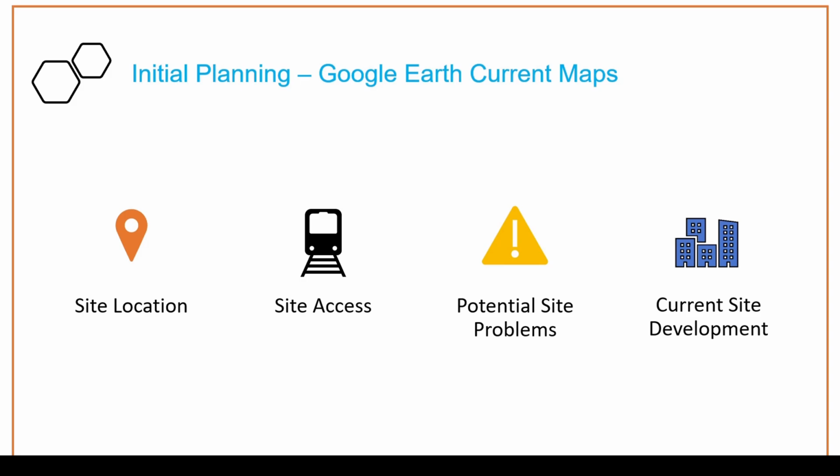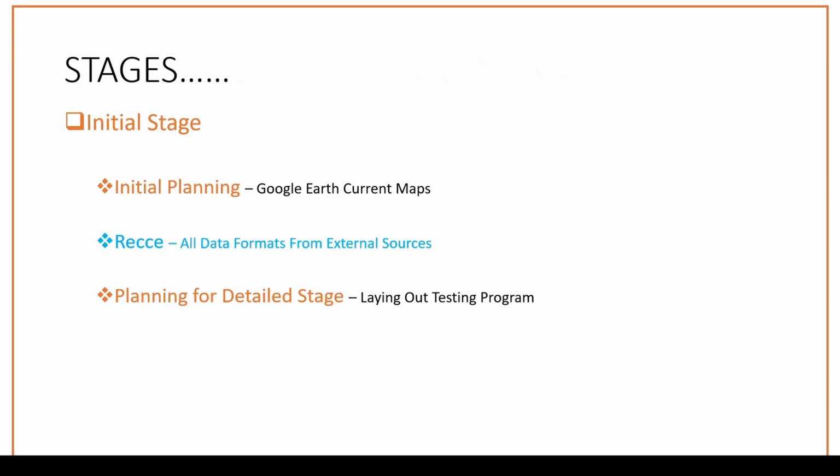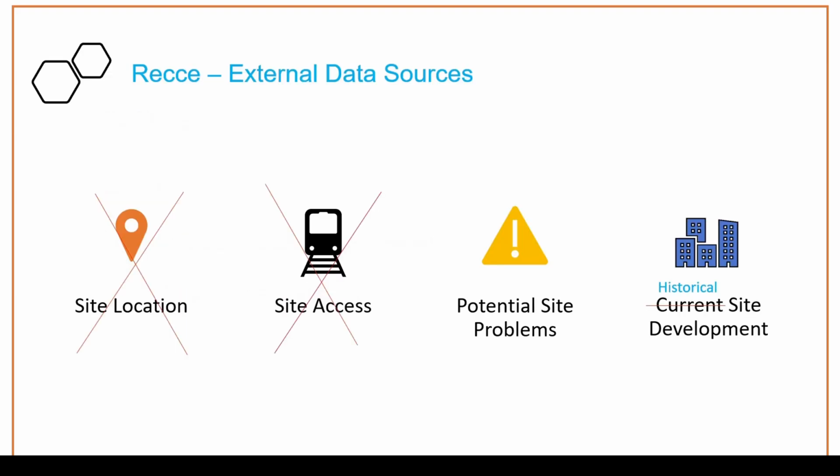So today we are going to continue along the same lines, but we'll be looking at external data sources that you can bring into Google Earth and further pull other information from. By now, your site location and site access should be completed from the first step we did last time. So today we are going to focus more on potential site problems, but also look at historical developments that may have taken place on your site. So without wasting much time, let's pull up Google Earth and work our way through it.